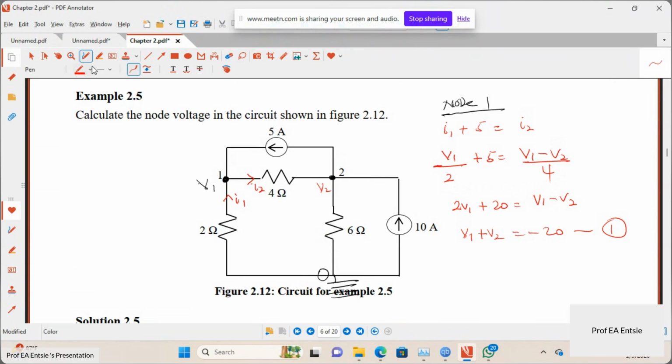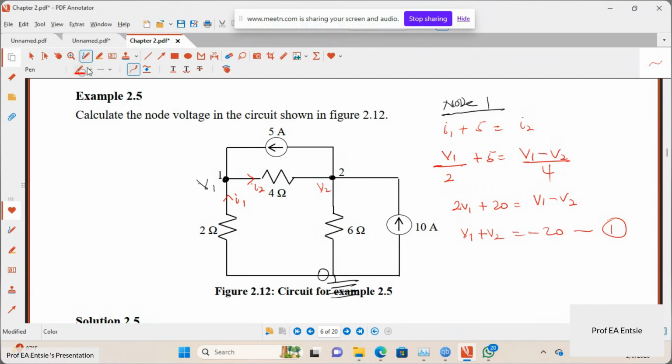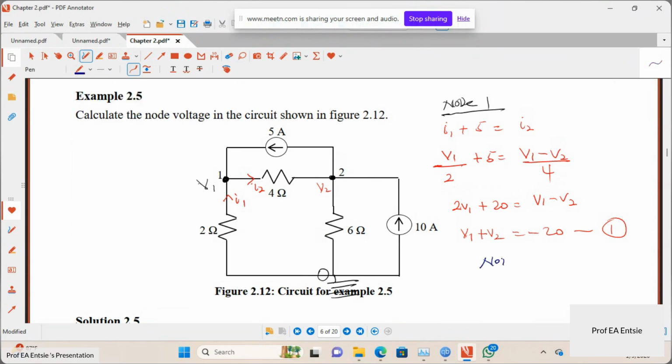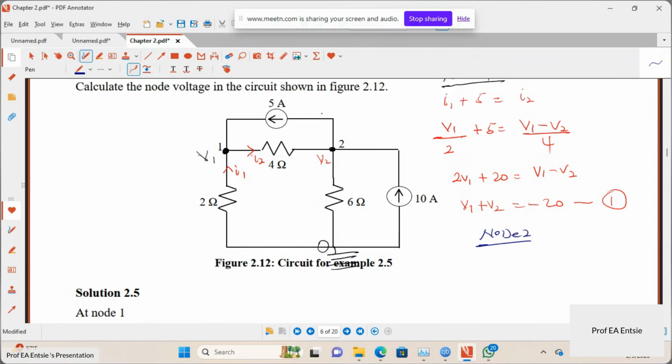Then I'll consider node 2. Node 2, let me use blue. With node number 2, I'm taking it from this side. So current entering node 2 is still I2. Then I have my 5 amperes current source leaving. You can see it is leaving from node 2. Then let me call the current leaving from node 2 here I3, then 10 amperes enter.